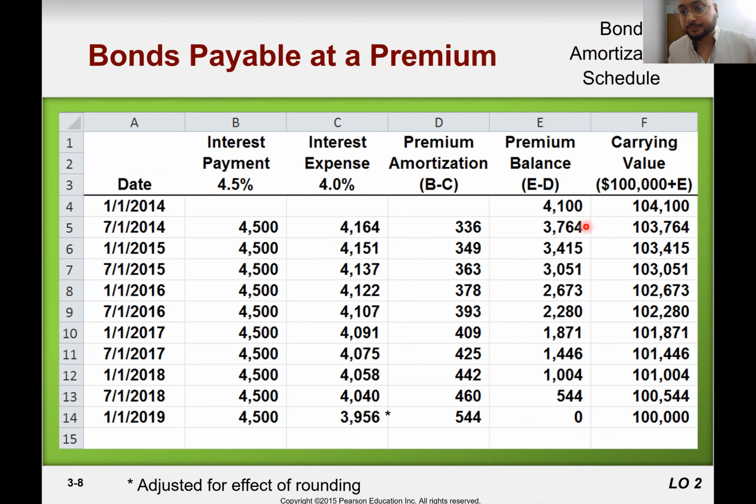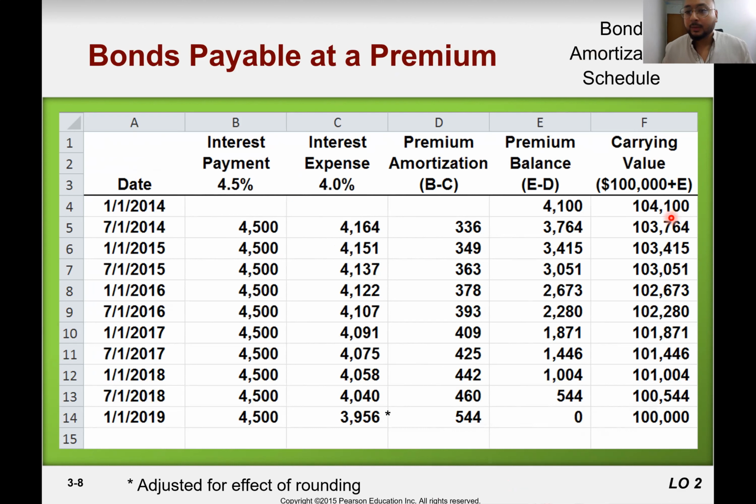So where this 4,500 is coming from, so our original value is 100,000. 100,000 multiplied by 4.5, answer would be 4,500, or 9 multiplied by 6 by 12, answer would be 4,500. So where this interest expense is coming from, it is market price multiplied by market rate. Market rate is 4%, and 4% multiplied by 104,100, right?